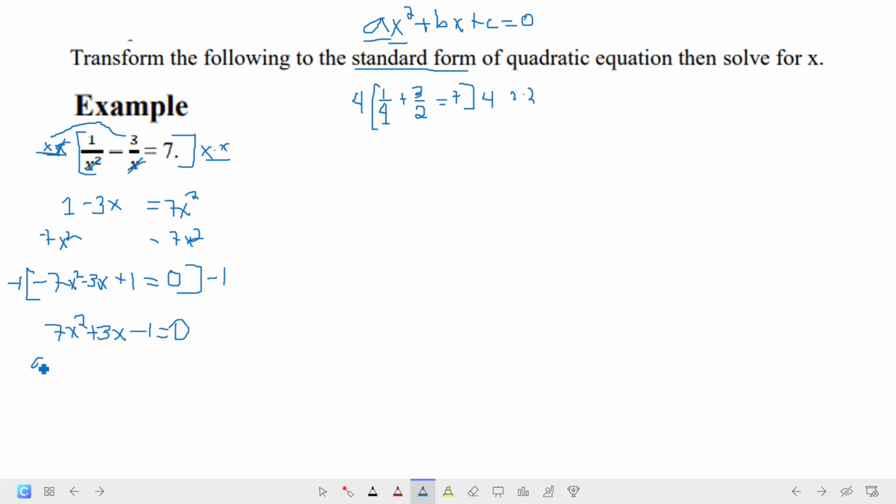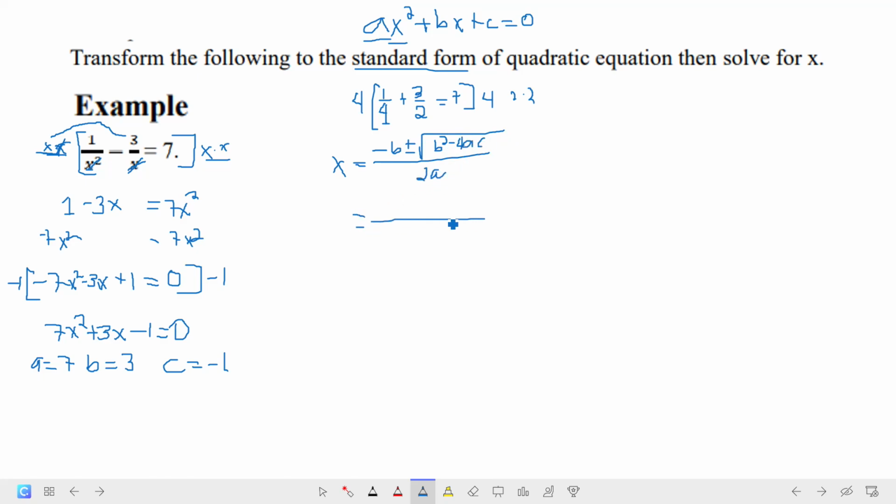And we are ready again to solve using quadratic formula. Yan ang a natin, yung b natin ay 3, yung c natin ay negative 1. Right? So solve for x using quadratic formula. Okay, memorize nyo na ito. Negative b plus minus square root of b squared minus 4ac all over 2a.